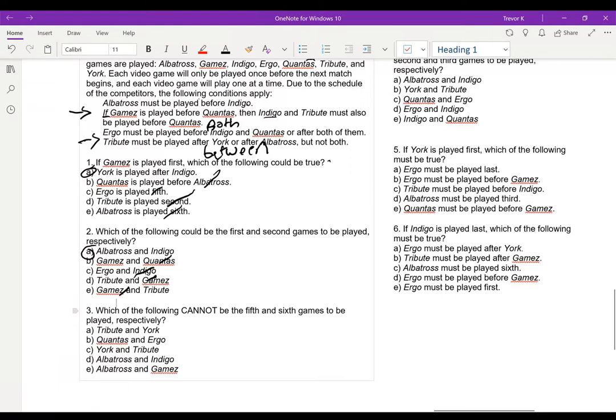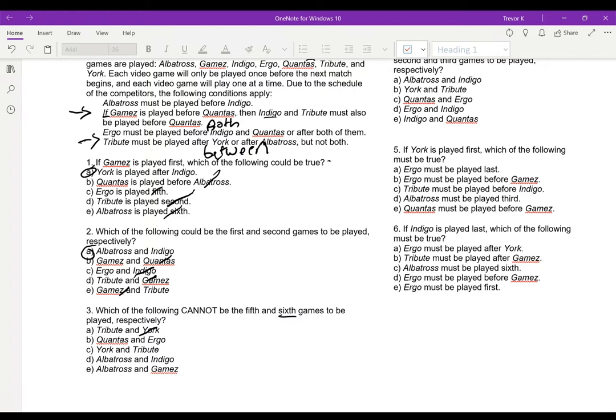Cool. All right, question three. Which of the following cannot be the fifth and sixth games to be played respectively? Remember, we have 7 total games, so sixth is not last. That's an easy mistake to make. Make sure you know sixth is not last here. Tribute and York, that's probably fine, right? Because that just means Albatross is sometime before, because Tribute's between York and Albatross. That is probably fine, so I'm not really going to check that.